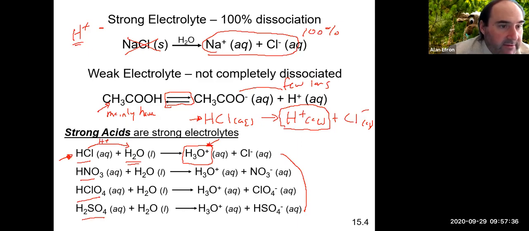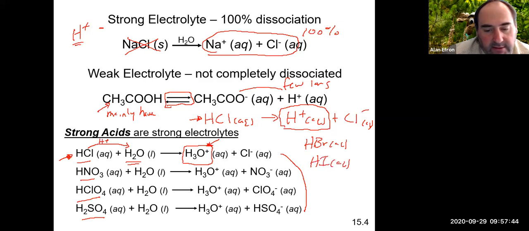A couple of others to add: HBr is a strong acid. HI is a strong acid as well. So these are also strong acids. All of these, when they go into solution, pretty much will break apart 100% into their ions. None of the whole units will still be there.